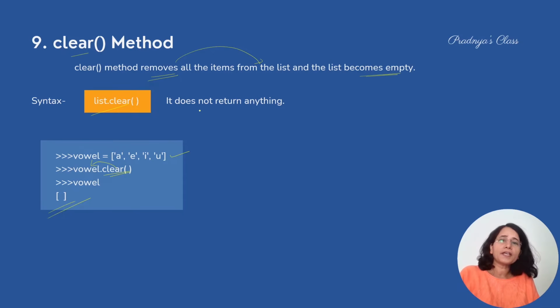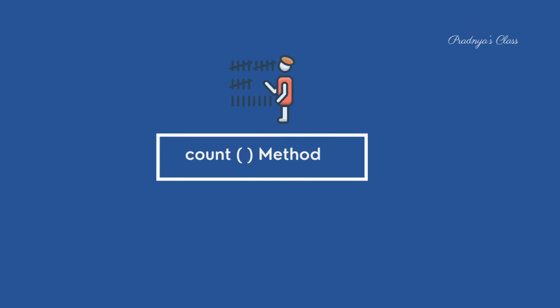It does not return anything because this method is getting applied on the original list and the original list is getting changed. It is not creating any new list.